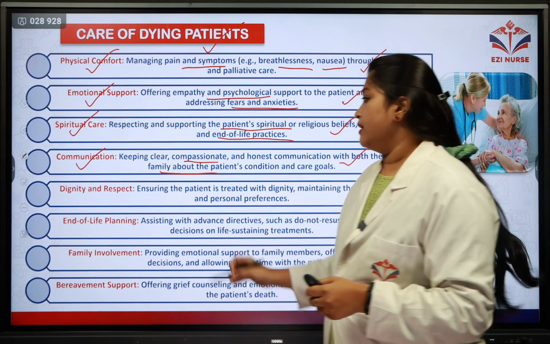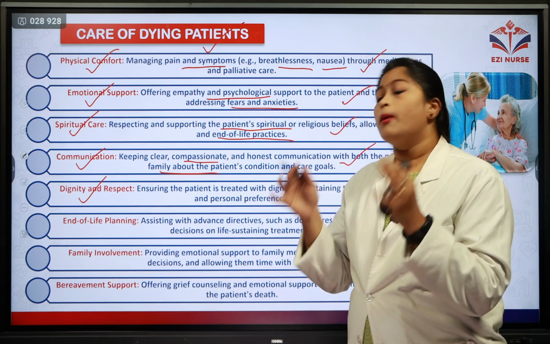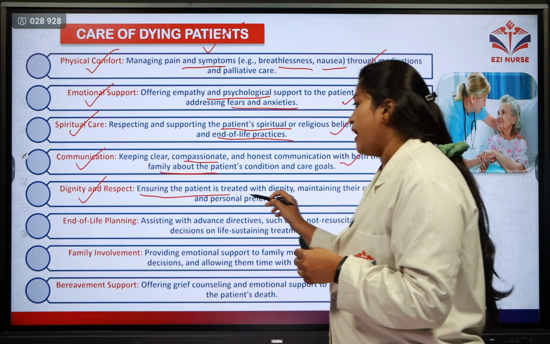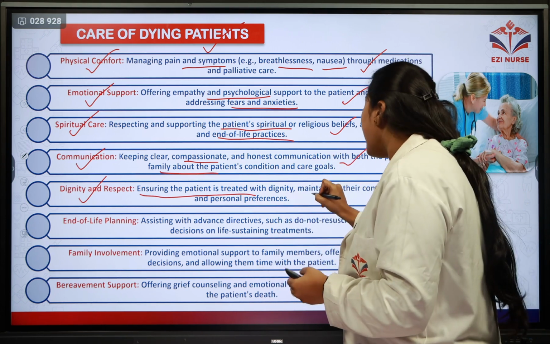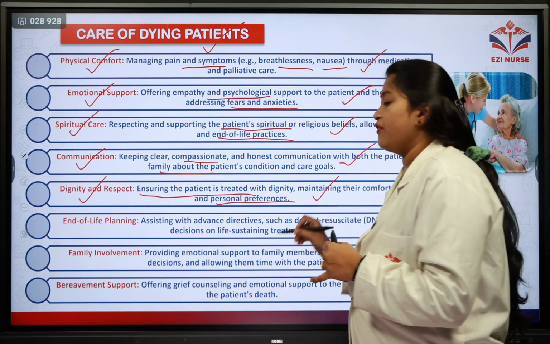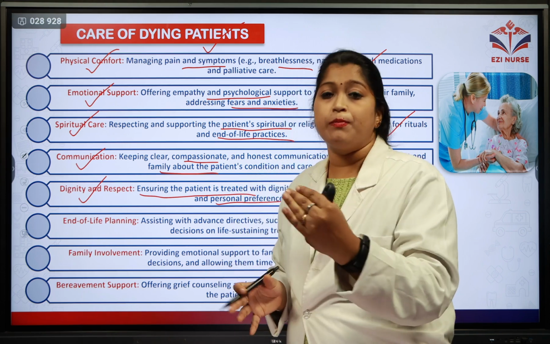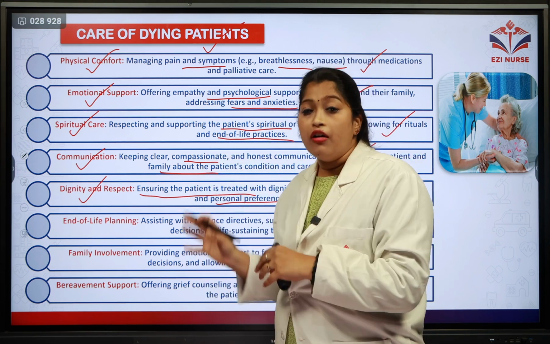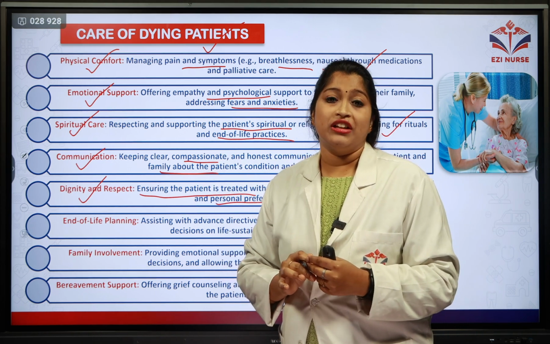So the next care is dignity and respect. Here you need to ensure the patient is being treated with complete dignity and their comfort is maintained. Privacy and personal preferences should be maintained. If he prefers some kind of care personally, we need to give them comfort, and personal preferences should be taken care of when you're giving the care.